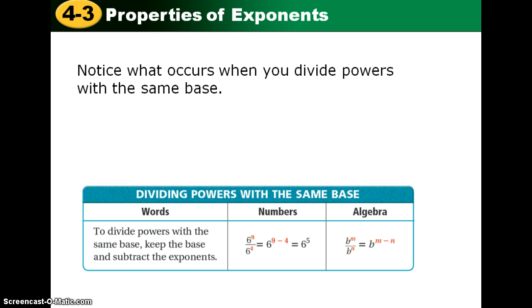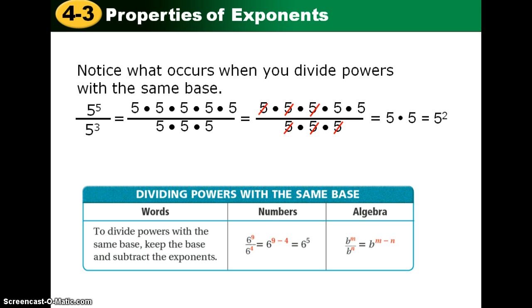Notice what occurs when you divide powers with the same base. We can take 6 to the 9th divided by 6 to the 4th. So when we multiplied, we added the exponents. Now when we divide, we subtract the exponents. Because look at this pattern.